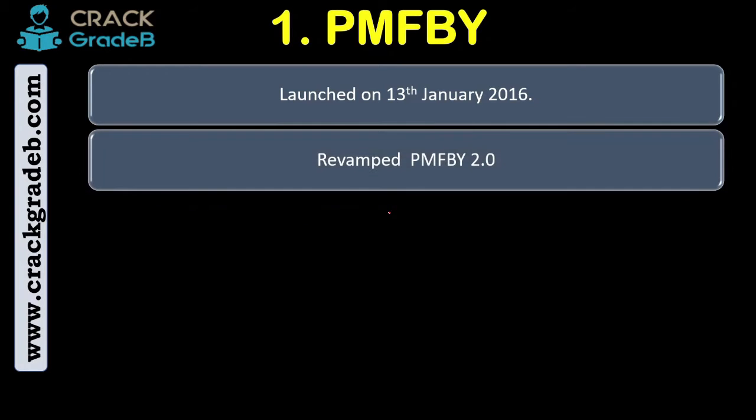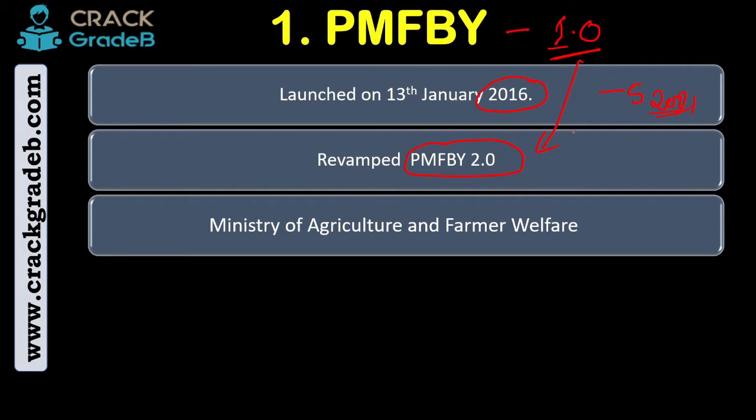Now, this was launched on January 13, 2016. So this is a scheme from 2016, and it has already completed 5 years in 2021. This is a revamped version of PMFBY, that is Pradhan Mantri Fasal Bima Yojana 1.0. ठीक है, तो ये इसका एक revamped version है, that is often called 2.0. This is administered by the Ministry of Agriculture and Farmer Welfare.